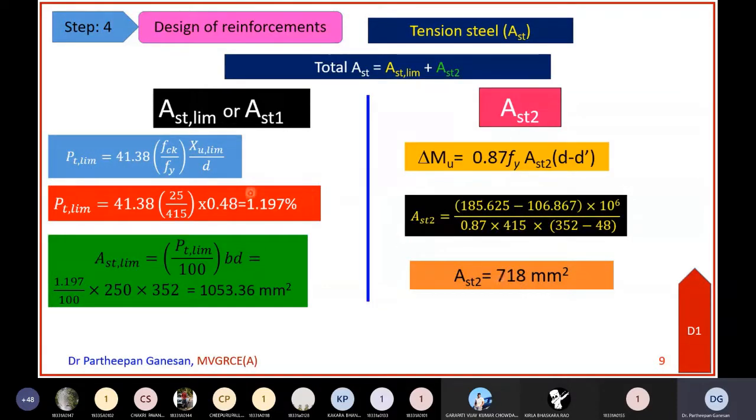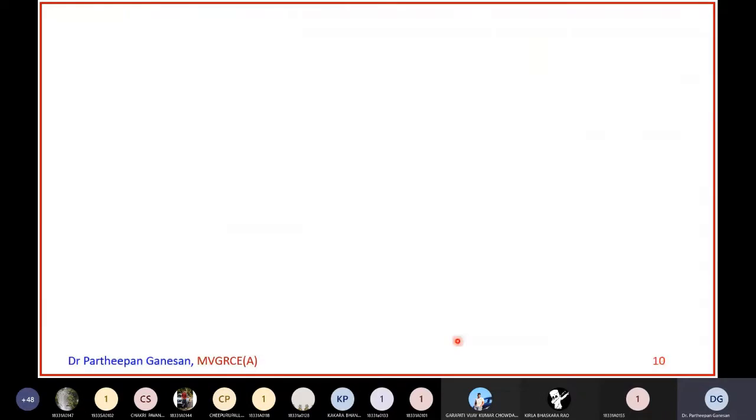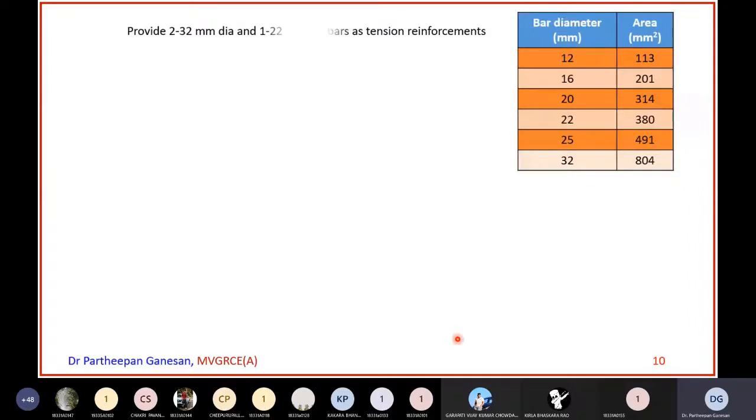Now AST1 is this much, AST2 is this much. You add both, you will get 1772 millimeters square, which is the same as yesterday's value. For 1772, I provided two numbers of 32 mm plus one number of 20 mm diameter bars. It is coming out to be 1988, right?